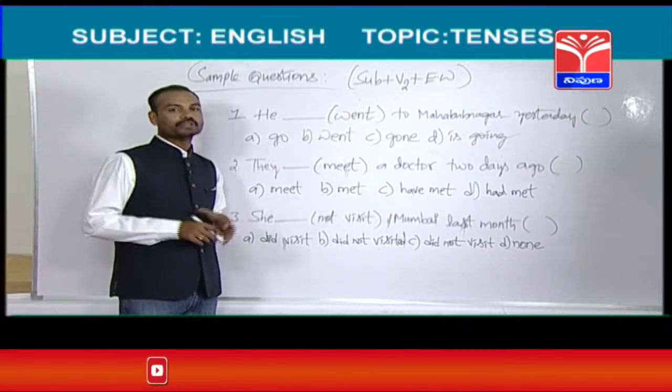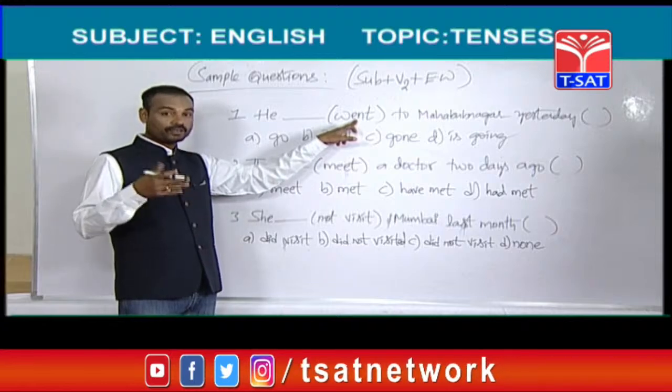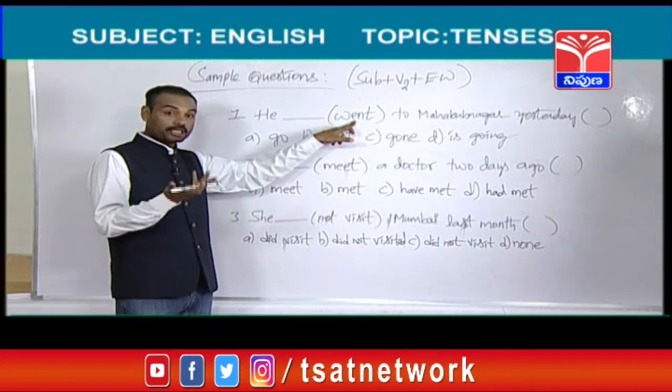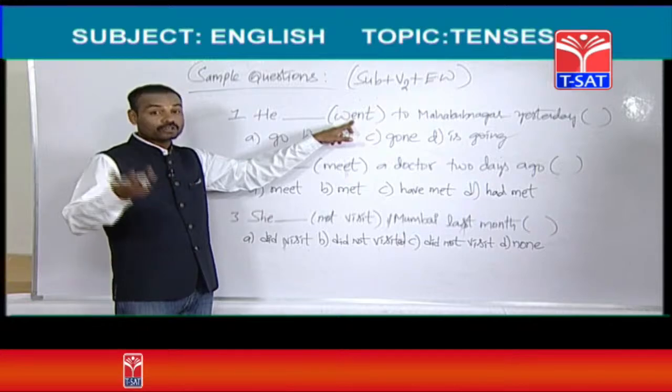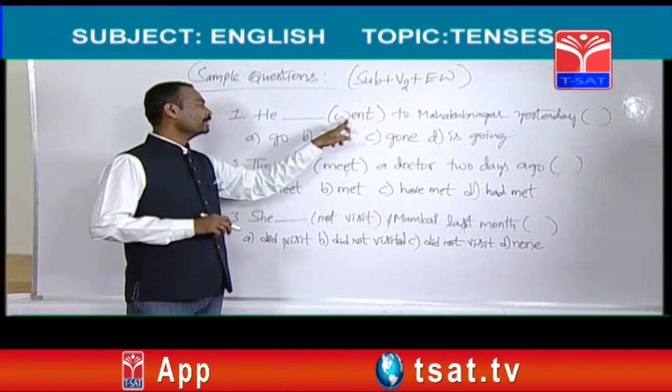Under the bracket they will give one verb. It is there already. Sometimes they may give V1. V1 means the first form of the verb. Sometimes they may give V2 like this. Sometimes they may give the third form of the verb like gone. So here in simple past we need went only.